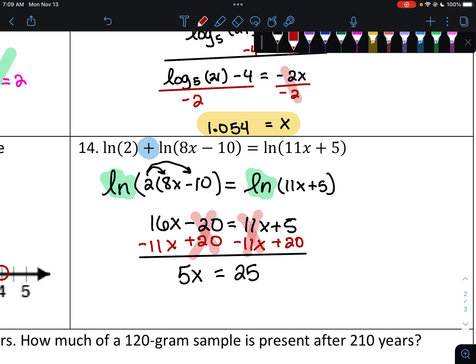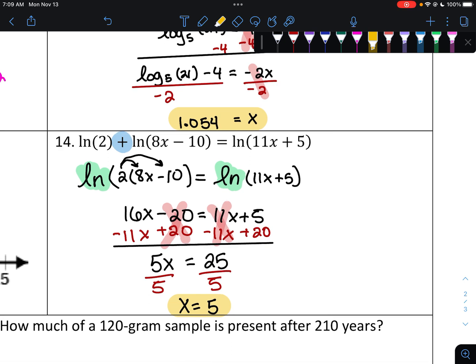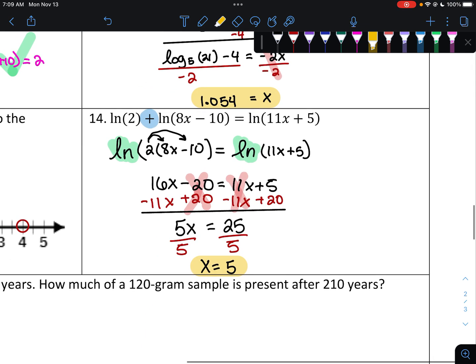And then I divide both sides by 5. And I get x equals 5. So, just to make sure that I don't make the same mistake like I did on the one above, let's type it in and make sure we get the same thing to check our answers. So the natural log of 2 plus the natural log of 8 times 5 minus 10. I get about 4.09. If I type in the other side, the natural log of 11 times 5 plus 5, I get the same decimal, so it does check out. So please make sure you check your work.